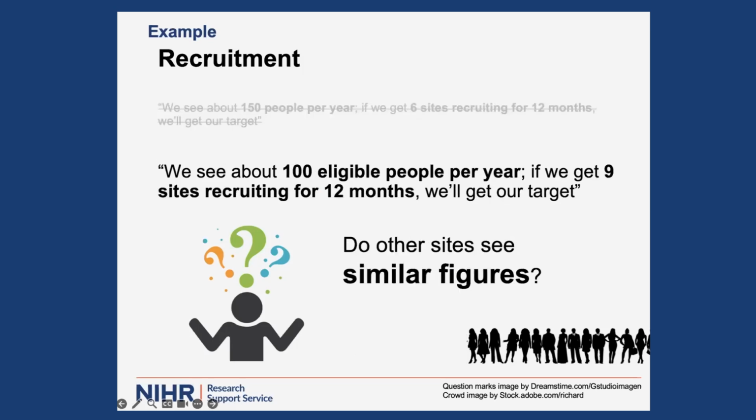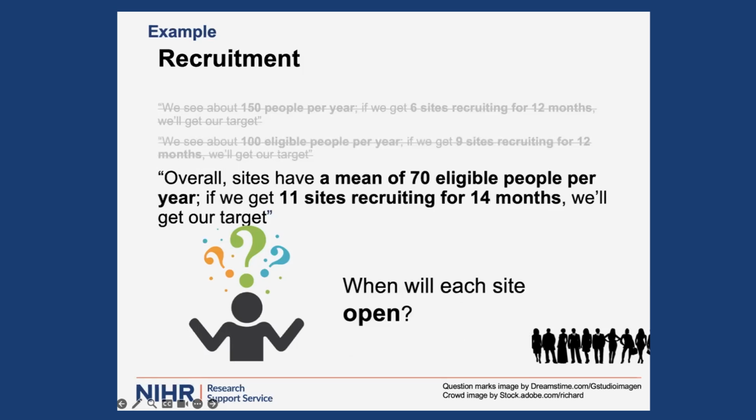Well, it now turns out that you see 100 eligible people per year. So then we'd need to get 9 sites recruiting for 12 months and we'd hit our target. But are all sites the same? So you might need to go off to different sites and find out their data as well. And it turns out that across the different sites, there's actually a mean of 70 eligible people per year, which means you might think, well, we'll get 11 sites, but recruit for 14 months, and then we'll hit our target.